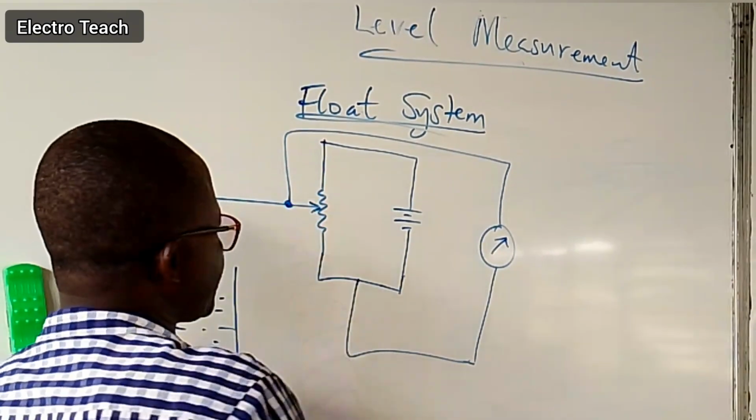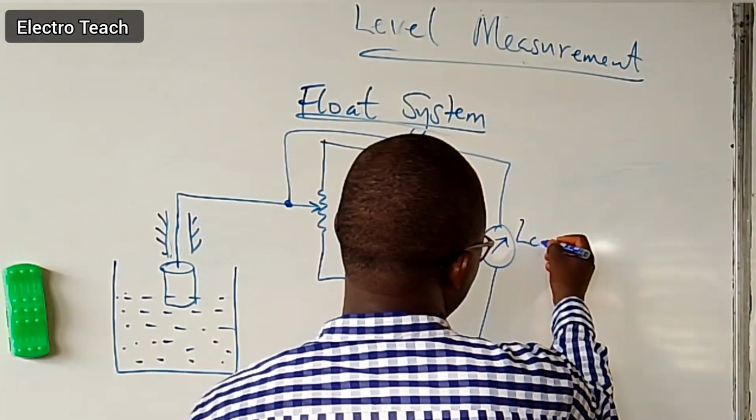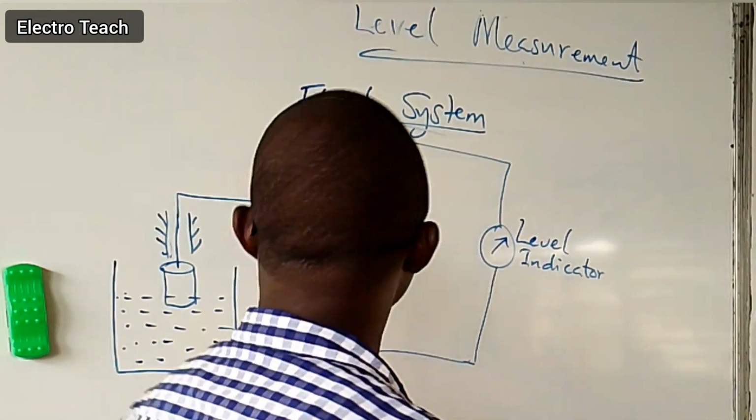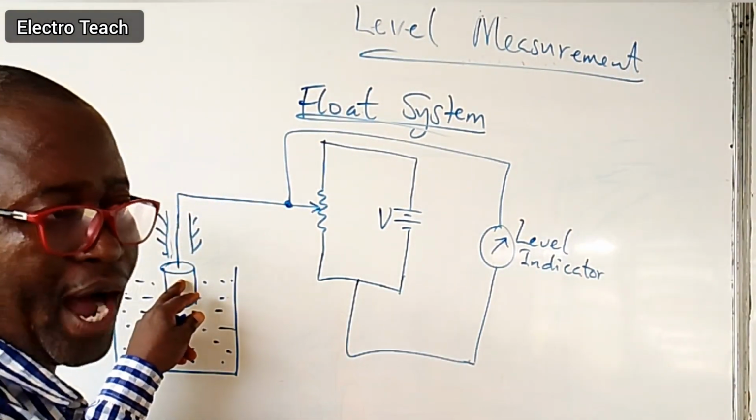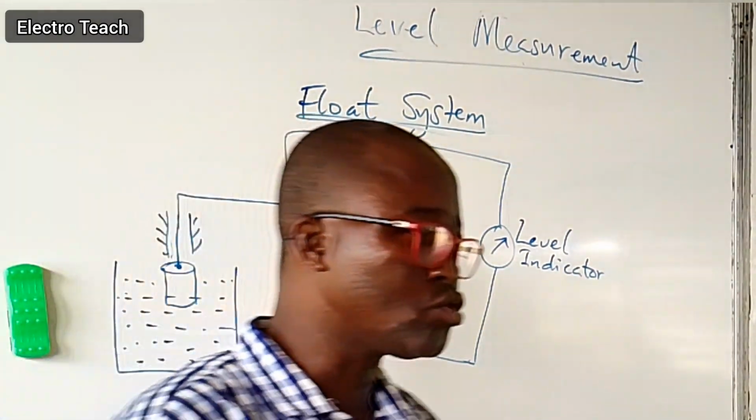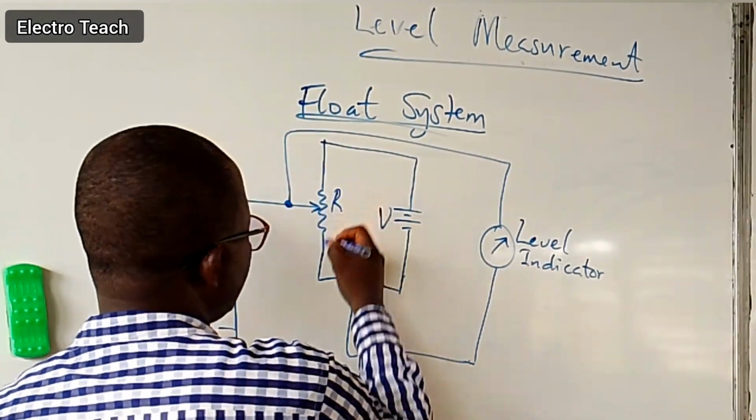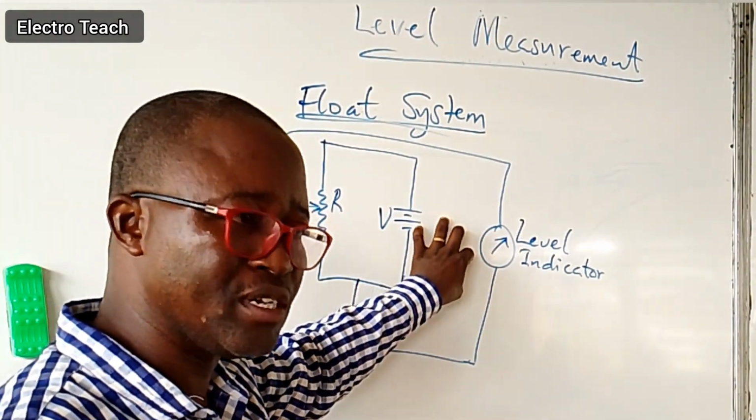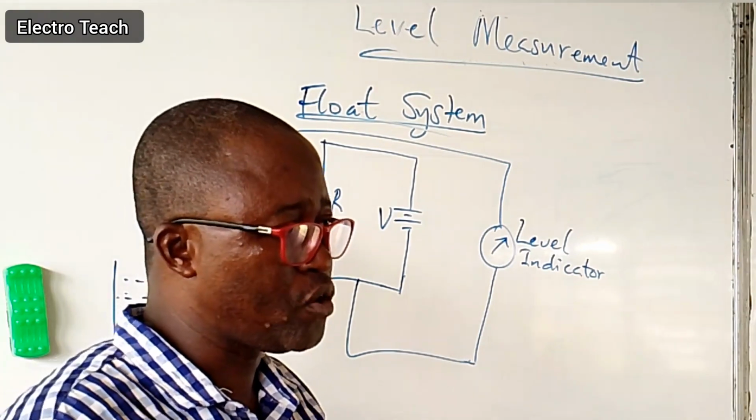So what you now have is this. We have the voltage here as V. We have the ammeter, that is the level indicator. Now, instead of calling this an ammeter, we call it what? Level indicator. So the fluid in the tank will be carrying these floats up and down. As the float is being carried, don't forget, the wiper of the potentiometer is mechanically coupled to the float. So the float will move it up and down on the resistance here, resistance R, and that varies the resistance in this circuit. And once resistance varies, what happens to current? Current varies. And that is what the float system uses.